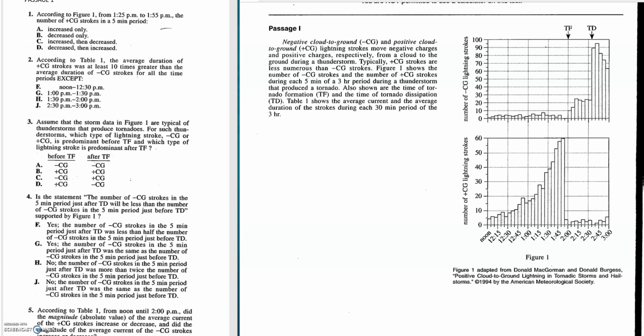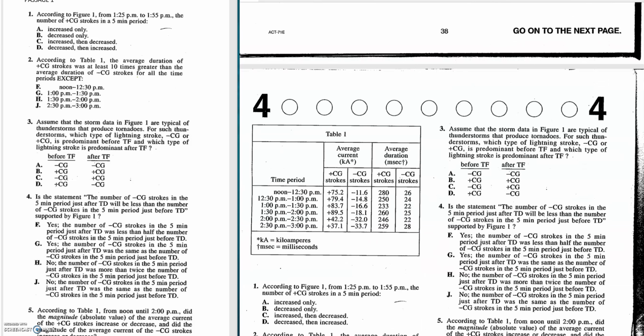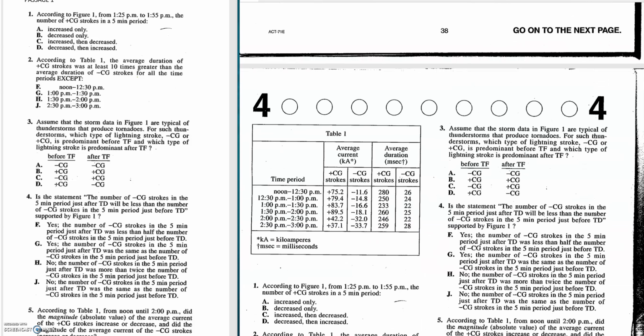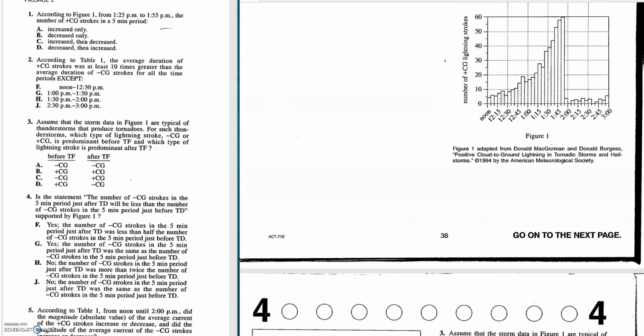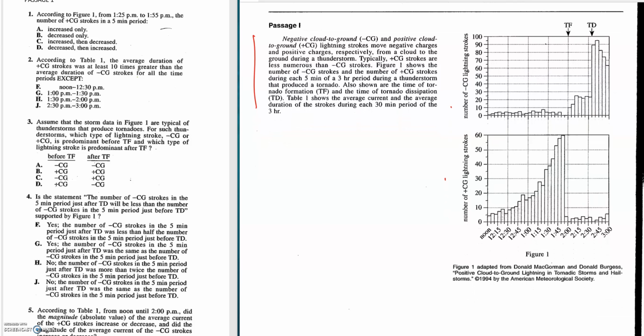Okay, here we have passage 1. And on the right, we see we've got just a little bit of introduction. Then we've got 2 graphs. It actually goes on to page 2. We have table 1, average current, average duration, time period. All looks fairly straightforward. And I just see things like thunderstorms and stuff.